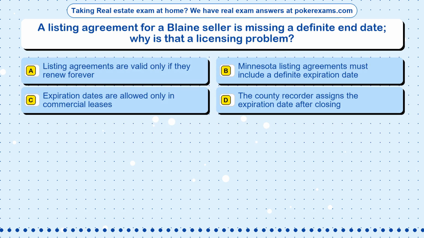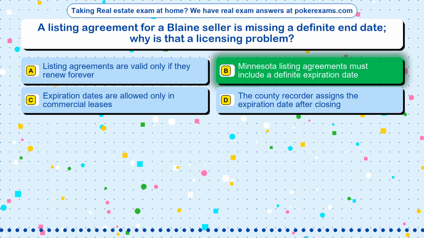Question 30. A listing agreement for a Blaine seller is missing a definite end date. Why is that a licensing problem? Option A. Listing agreements are valid only if they renew forever. Option B. Minnesota listing agreements must include a definite expiration date. Option C. Expiration dates are allowed only in commercial leases. Option D. The county recorder assigns the expiration date after closing.